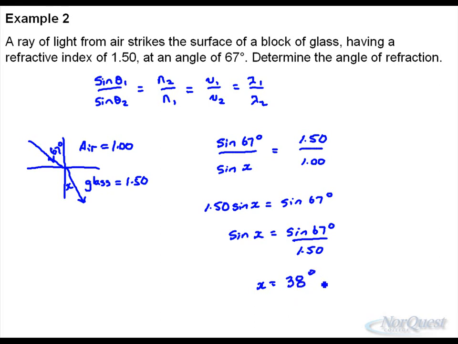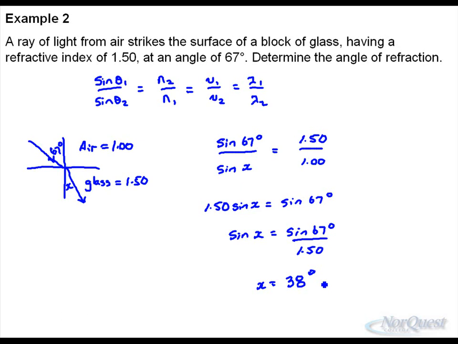It should be smaller because when you go from air to glass, the speed of the ray of light will slow down. That means it's going to bend towards the normal. Try to remember that chart.